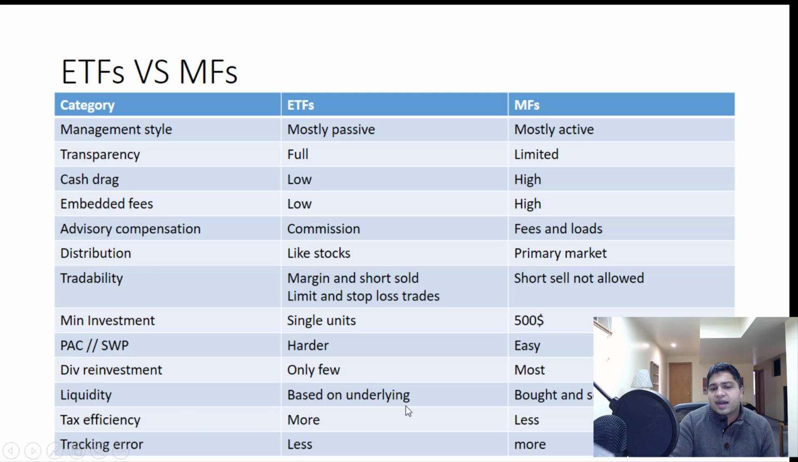Liquidity for ETFs is based on the underlying securities. For mutual funds, you buy and sell at the closing NAV. Tax efficiency is more in ETFs because they are more passive, and less in mutual funds because they are active. Tracking error is less in ETFs and more in mutual funds.